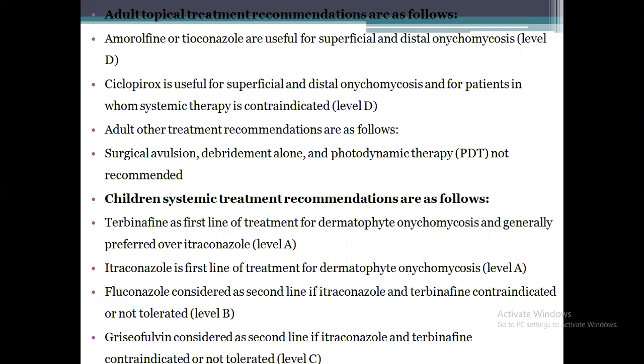Children's systemic treatment is also as follows. Terbinafine can be first line like in adults, followed by itraconazole, and fluconazole also is second line, and griseofulvin is considered as a second line if itraconazole and terbinafine are contraindicated or not tolerated. So we can see that griseofulvin is used in children.